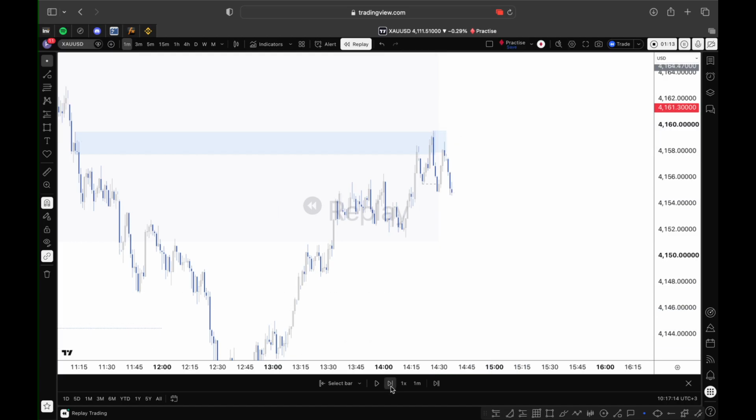What I expect. It has held. Now I'm interested in this zone here. So yeah, this would have been my trade on Monday. Let's see.